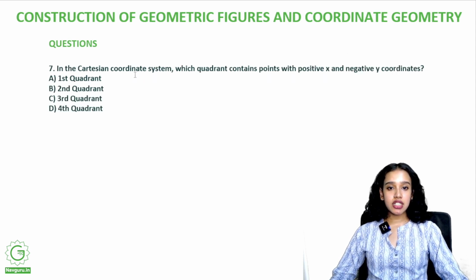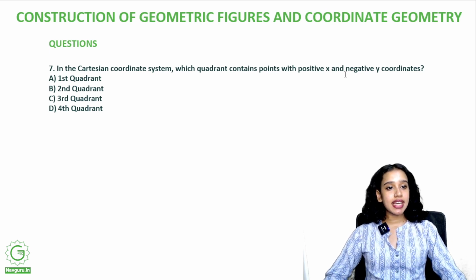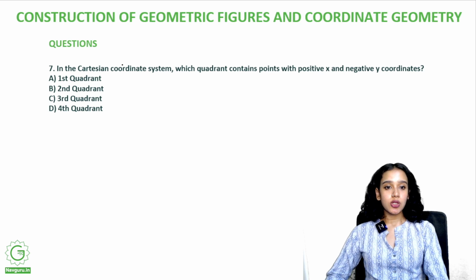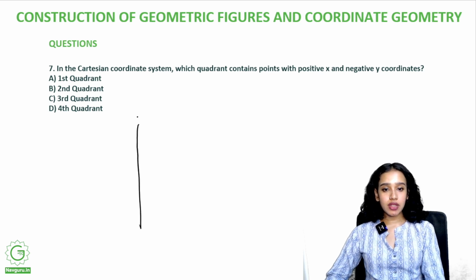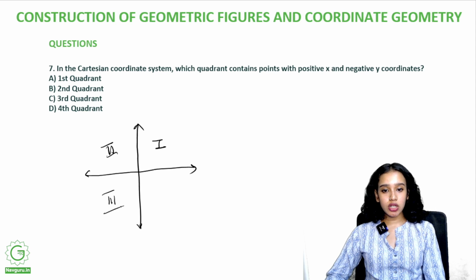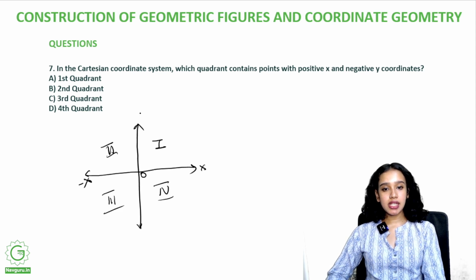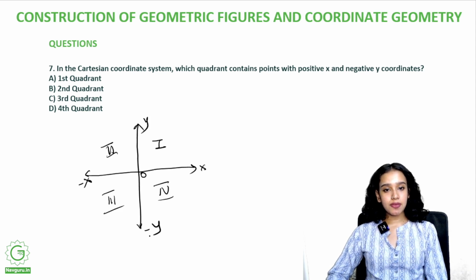Now, in the Cartesian coordinate system, which quadrant contains points with positive x and negative y coordinates? So when we were talking about coordinates in a Cartesian system, we had this is the first quadrant, this is the second quadrant, this is the third quadrant, and this is the fourth quadrant. So we have 0, 0 or origin here. This is x, this is minus x, this is y, and this is minus y. So which quadrant contains points with positive x and negative y?